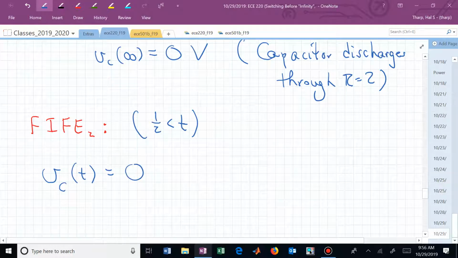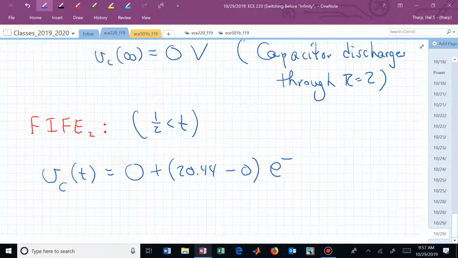That was 0 plus the initial. It wasn't 60. We didn't have the time to get to 60. We only got part way there, a third of the way there, minus the final, times our exponential. And here we have to remember that we switched at 1/2, so we've now shifted our time axis. We now are effectively saying 1/2 is the initial time, or this is now t minus 1/2 divided by our time constant, which is 1.